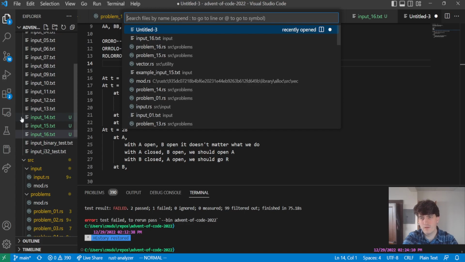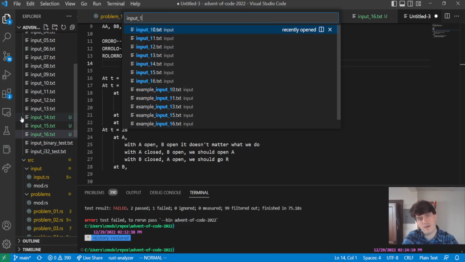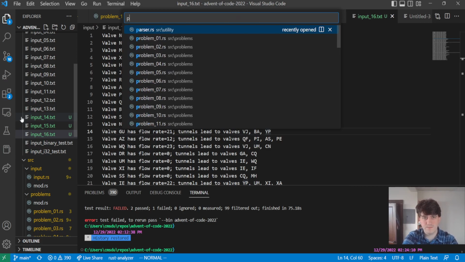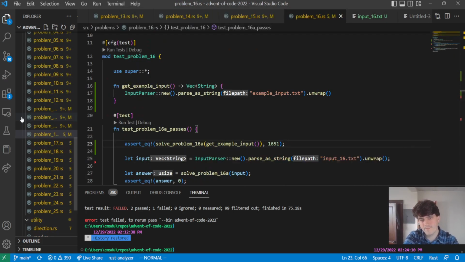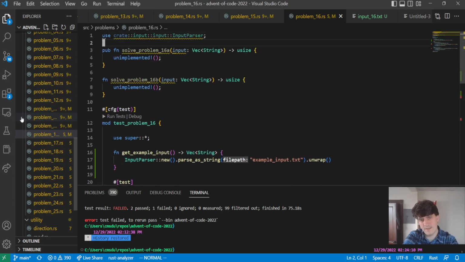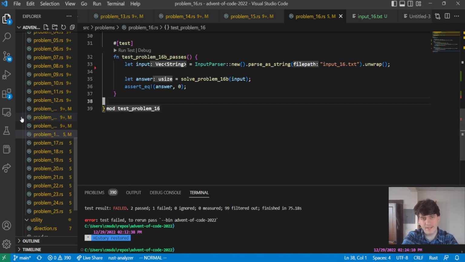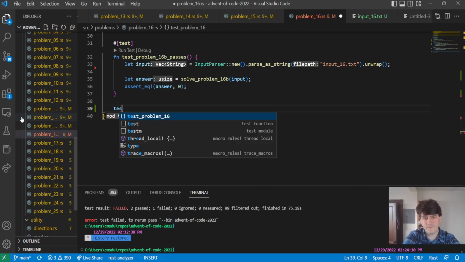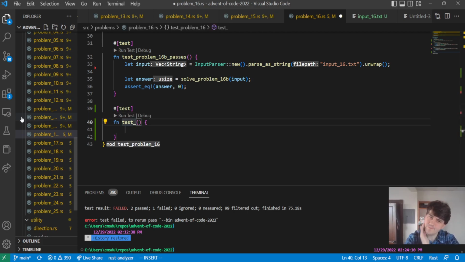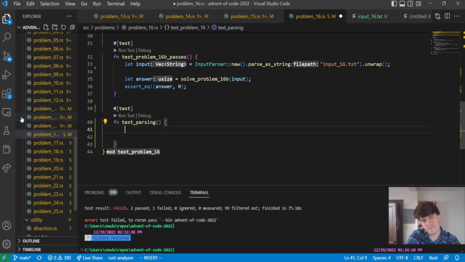So let's do that. We're going to have to parse problem 16. We're going to have to do some parsing. The parsing's not really that hard, though. Let's see here. What tests do we want? Test parsing.